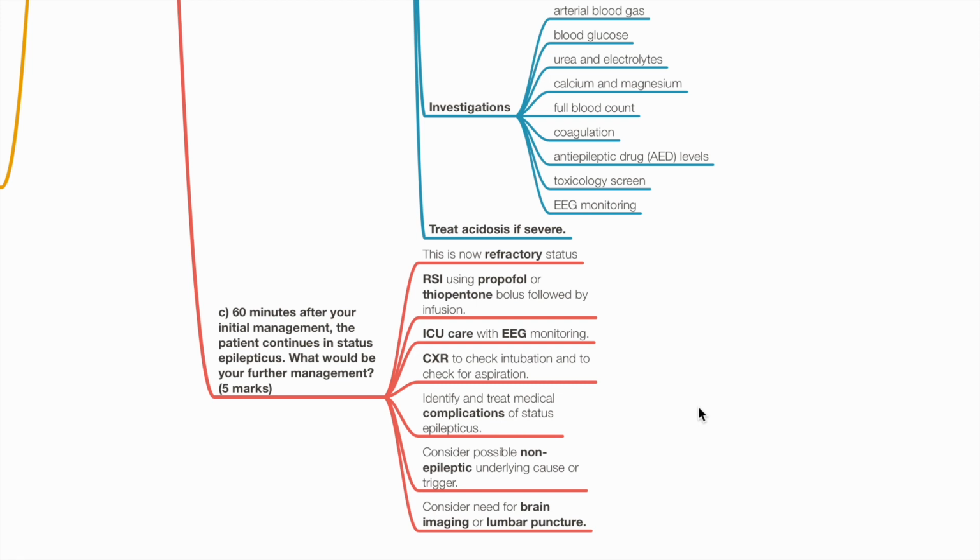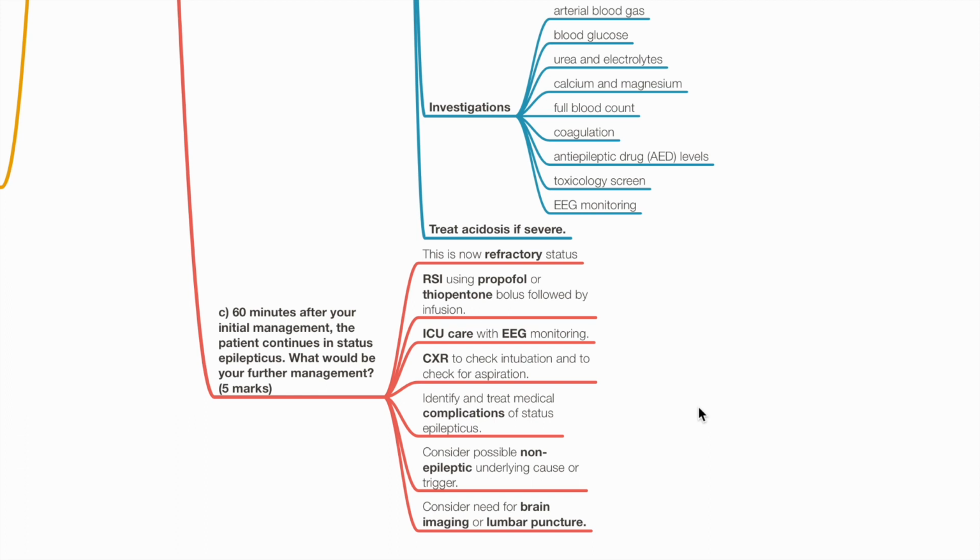C. 60 minutes after your initial management, the patient continues in status epilepticus. What would be your further management? This is now refractory status. Rapid sequence induction using propofol or thiopental bolus followed by infusion. Provide ICU care with EEG monitoring. Chest X-ray to check endotracheal tube position and to check for aspiration. Identify and treat medical complications of SE.